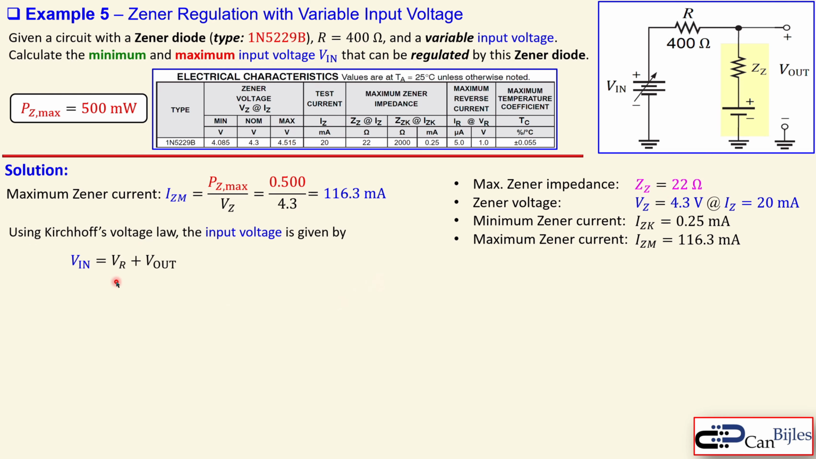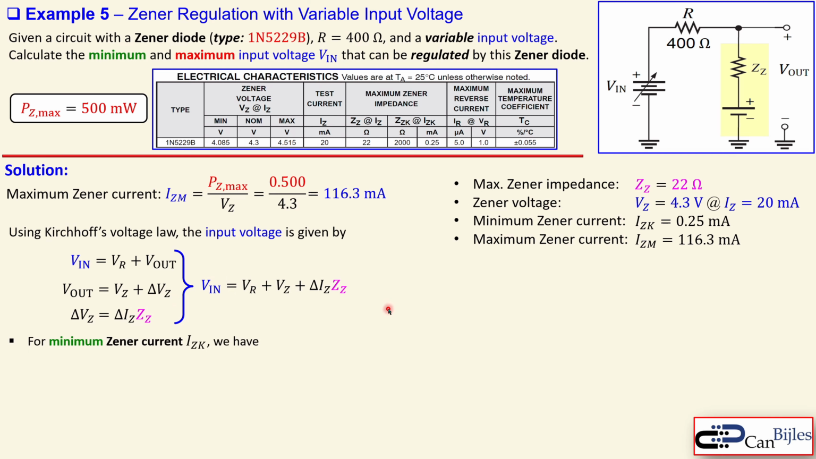V in is equal to the VR plus V out, and V out is equal to VZ plus a change in the VZ. And the change in the VZ is change in the IZ times the ZZ. So the change in the Zener voltage is equal to the change in the Zener current times the Zener impedance. Take this together, and V in will then be expressed by this expression.